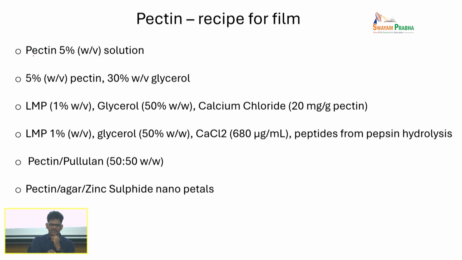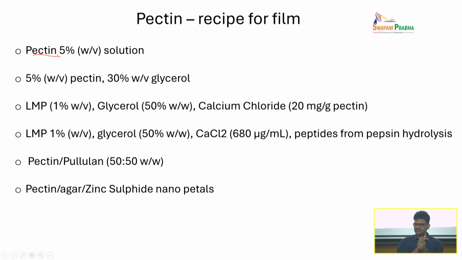Typically about 2 to 5% pectin is used for making films. You will also see sometimes pectin is combined with glycerol. Glycerol acts as a plasticizer to make the film a little bit more flexible upon drying. In another recipe, the low methoxyl pectin is mixed with glycerol and calcium chloride. Calcium chloride is added because it cross-links the polymer chains and gives better mechanical strength. In another recipe, LMP, glycerol, that is the plasticizer, the cross-linking agent, and also some peptide from pepsin hydrolysis is added to give additional mechanical property.